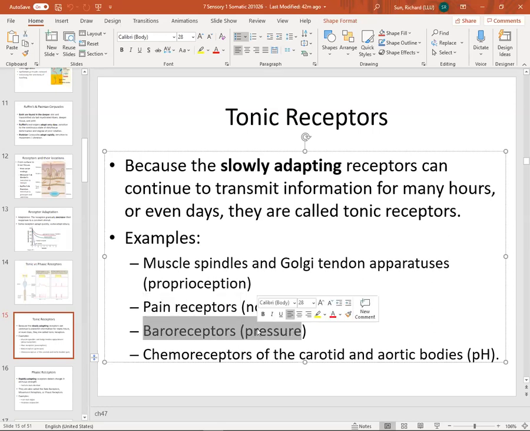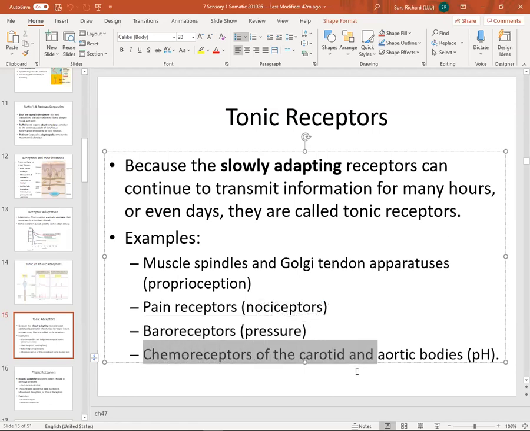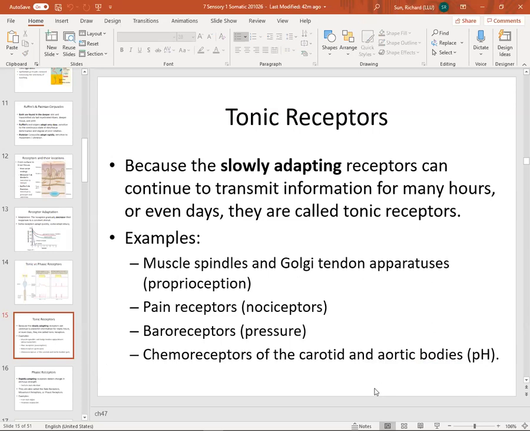Baroreceptors detect the blood pressure, so they can't quit, right? They have to continue sending signal to the brain. A lot of chemoreceptors in our body are also tonic receptors. They detect the pH level, so they have to continuously send signal to reflect it. Even though there's no change, the pH level can be always very constant, our brain needs to know.